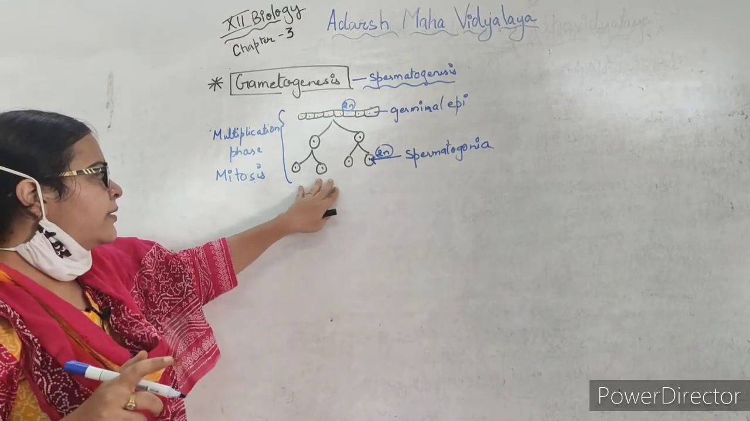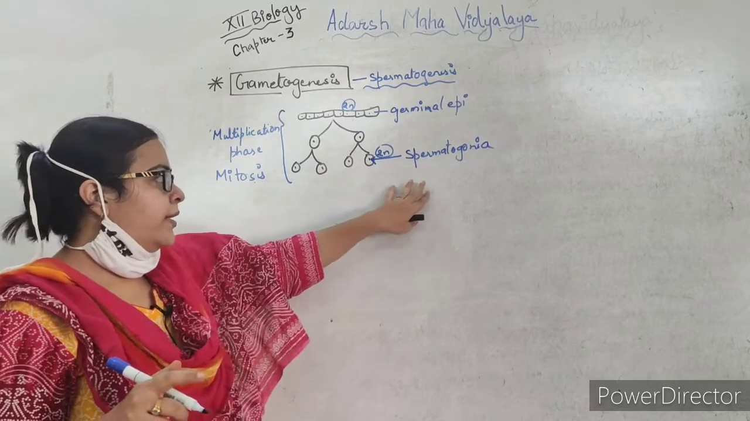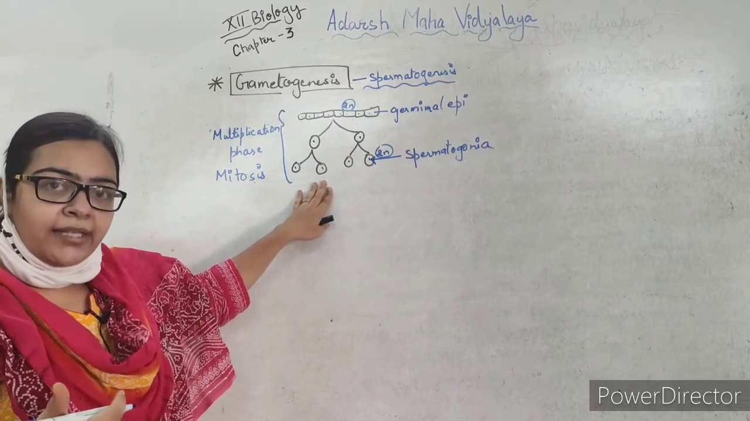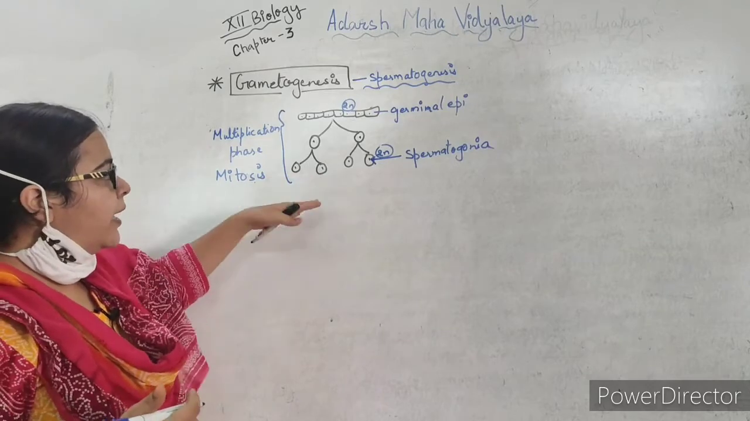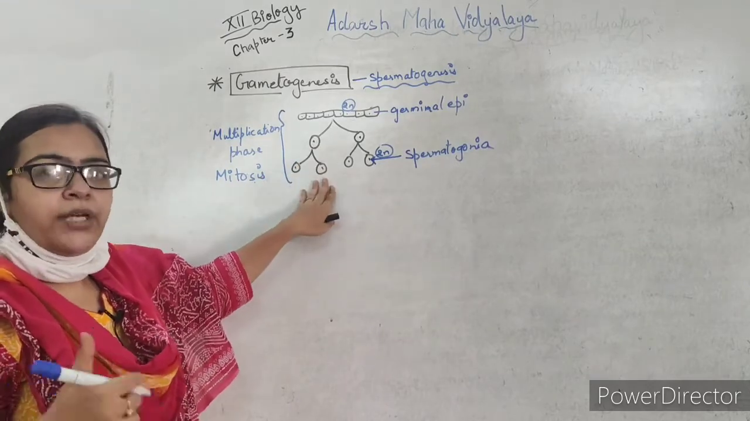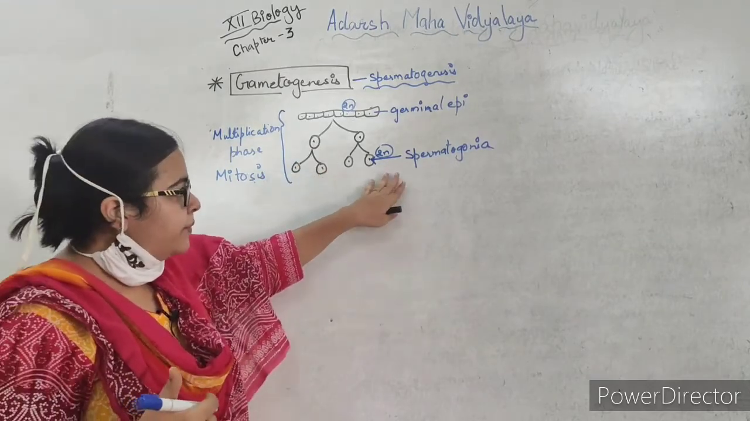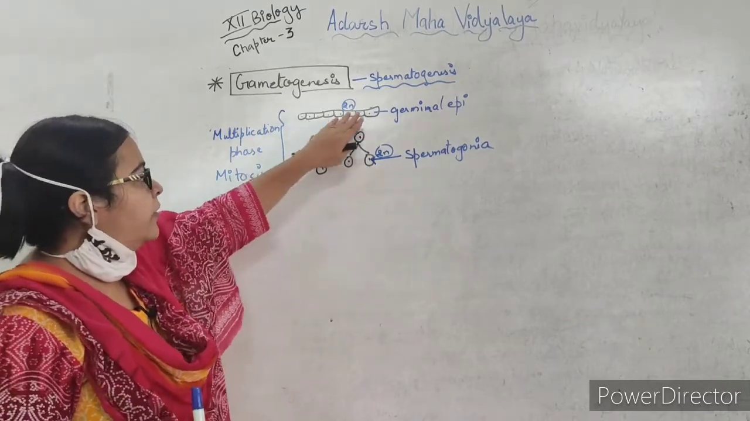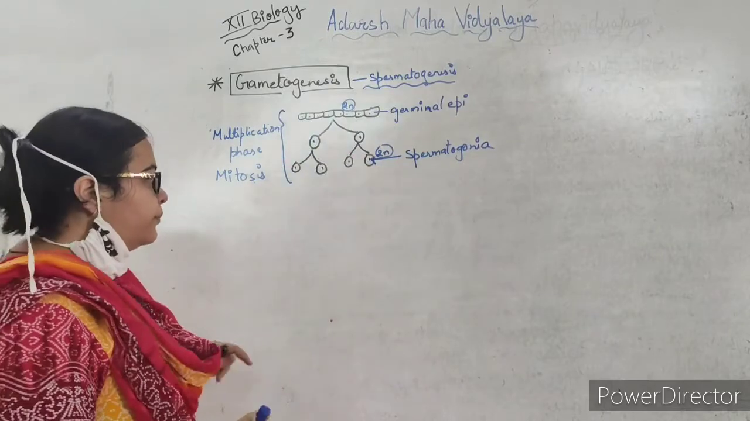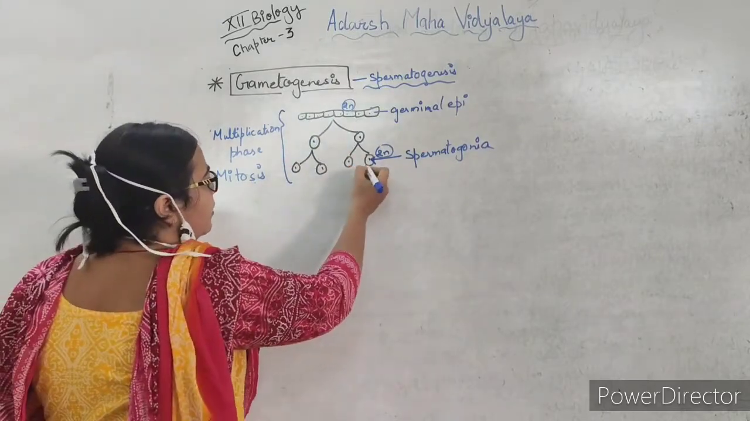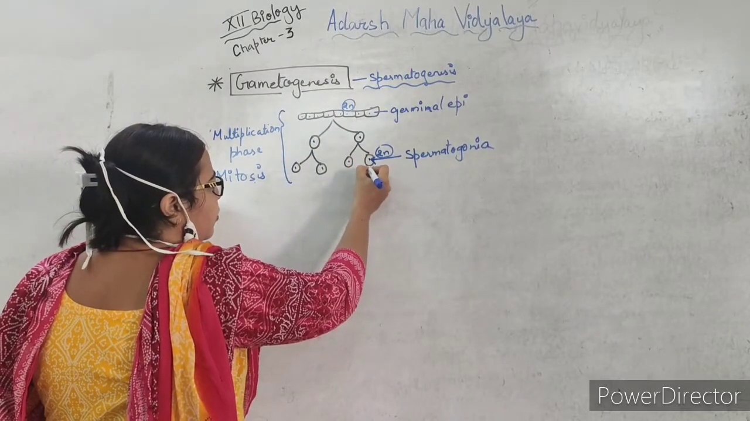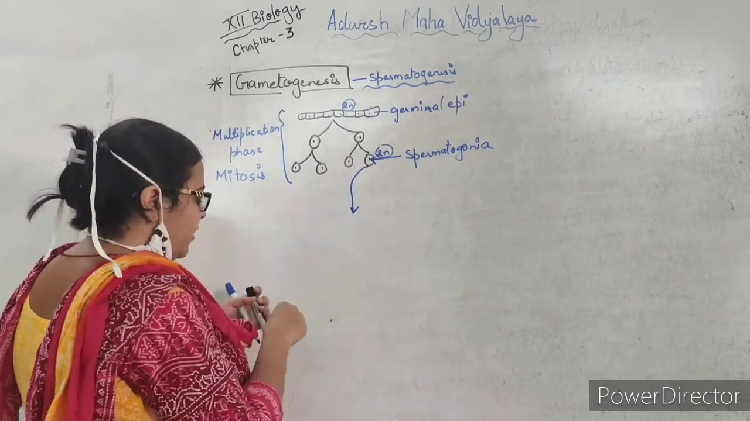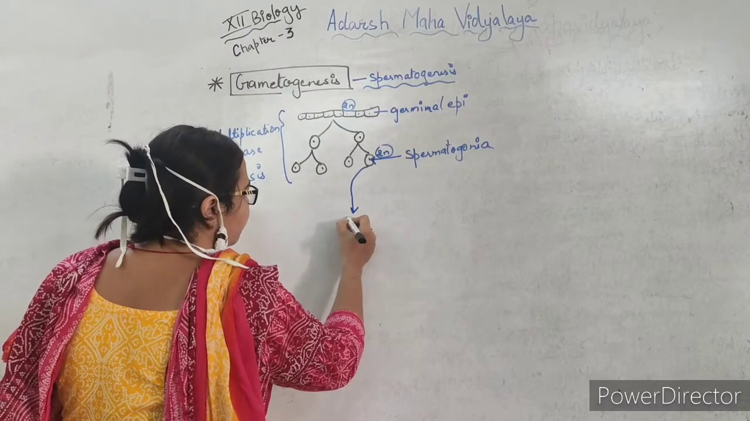Now these spermatogonia will be divided into two types. Suppose one is the type A and the other is the type B. So the type A will behave like the stem cells, which will multiply and produce more and more spermatogonia when required, and the type B cell will undergo the other phases of spermatogenesis. So suppose we are taking here this cell.